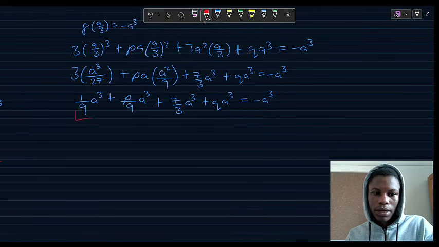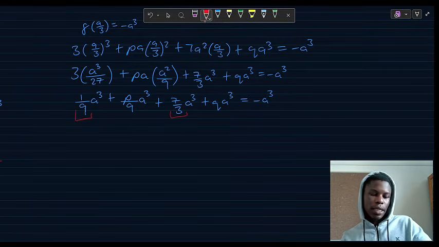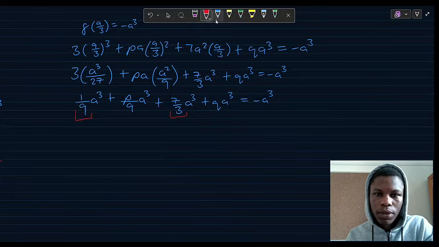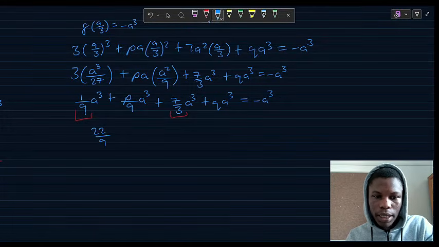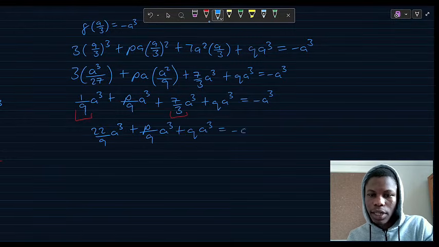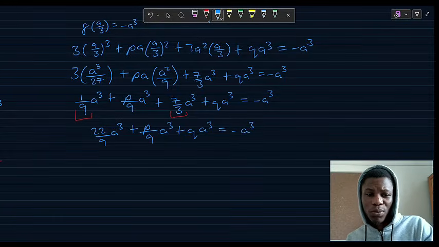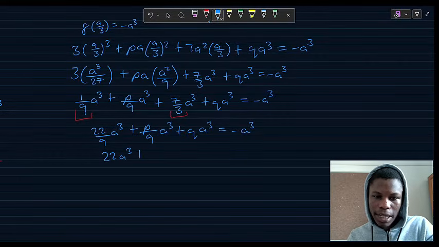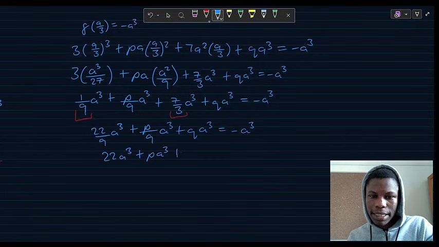Here we can simplify 1 over 9 plus 7 over 3. What does that give us? That gives us 22 over 9 a cubed. 22 over 9 a cubed plus the p over 9 a cubed plus the qa cubed is equal to negative a cubed. I think I'm just going to multiply through by 9 to get rid of that denominator because I don't like it there. 22a cubed plus pa cubed plus 9qa cubed, and then that has to become negative 9a cubed.